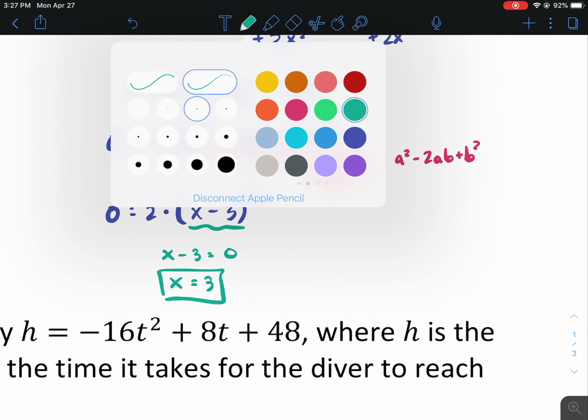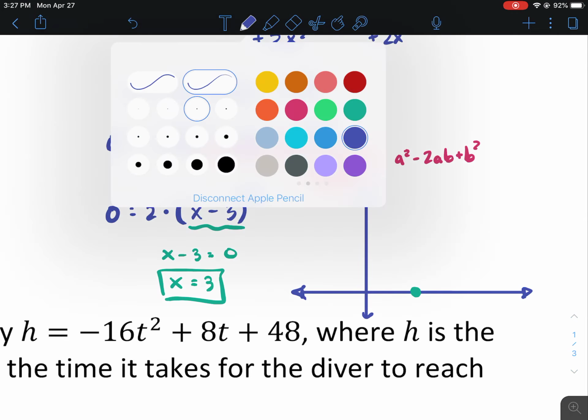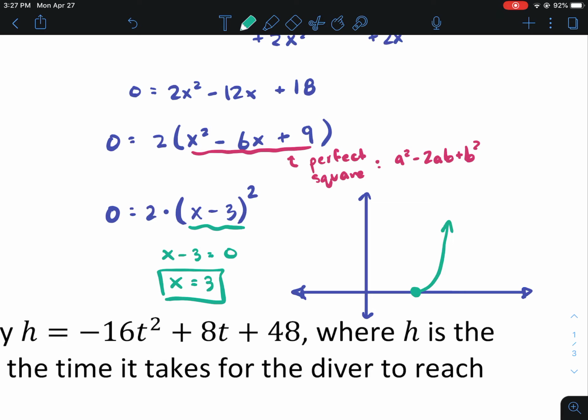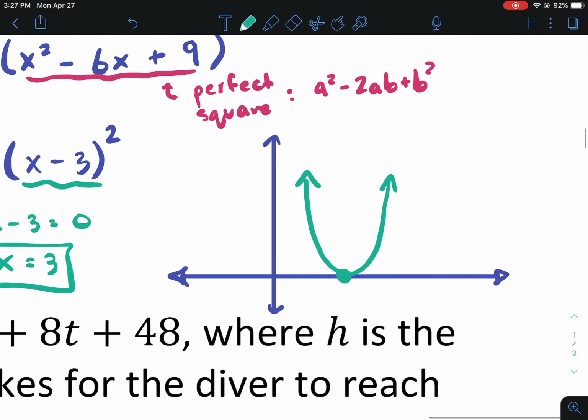Say this is our graph. That means at x equals 3, I have an x-intercept, right? And if that's the only place it goes, that means this solution is also the vertex of the graph. I'm actually going to do it in green. And it's going to open upward somewhat like this, okay? So we can have 2 solutions, 2 x-intercepts, 2 zeros, 1 zero.